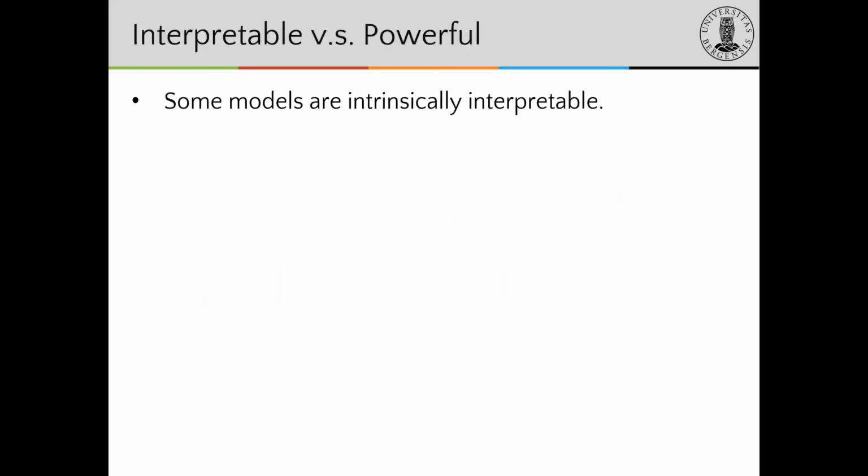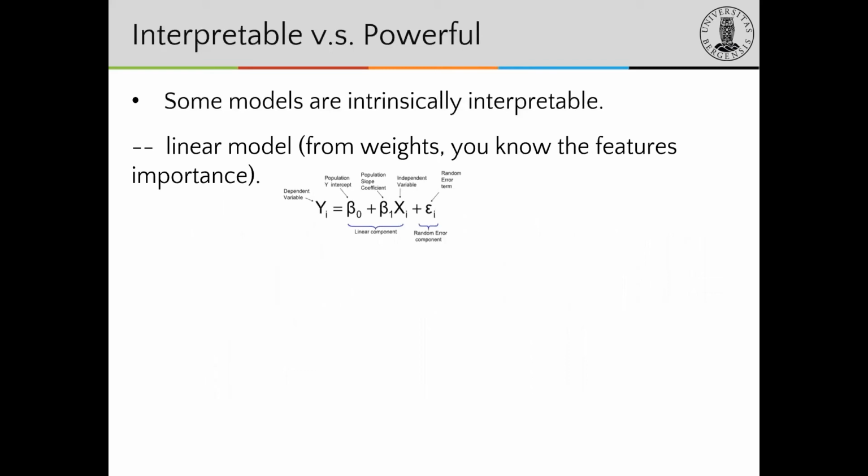So when we're talking about interpretability and explanation, we know some models are intrinsically interpretable. For example, the linear model is very easy to understand. We can just look at the weights, and then we know the feature importance very directly.